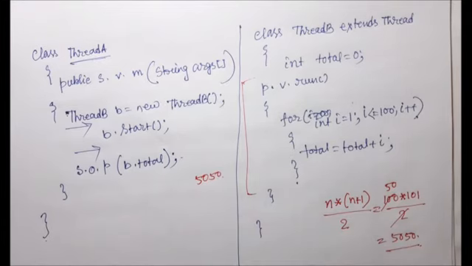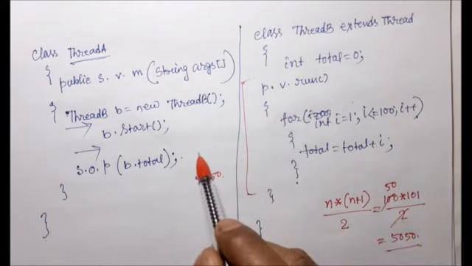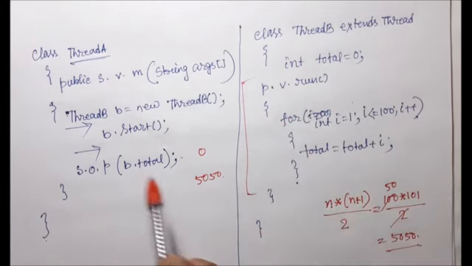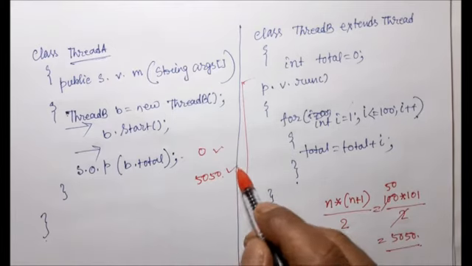But what will happen if the child thread is not executed first? The main thread and child thread are executed simultaneously, so which thread will get the chance, I do not know. It depends on the thread scheduler. Suppose the main thread got the chance, so b.total will give the output 0, and if the child thread completed, then the output will be 5050. So one output may be 0, another output may be 5050.